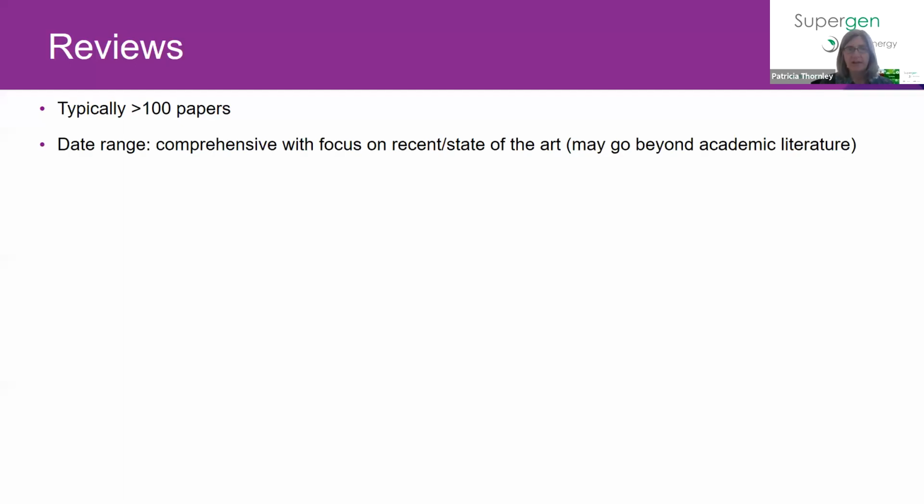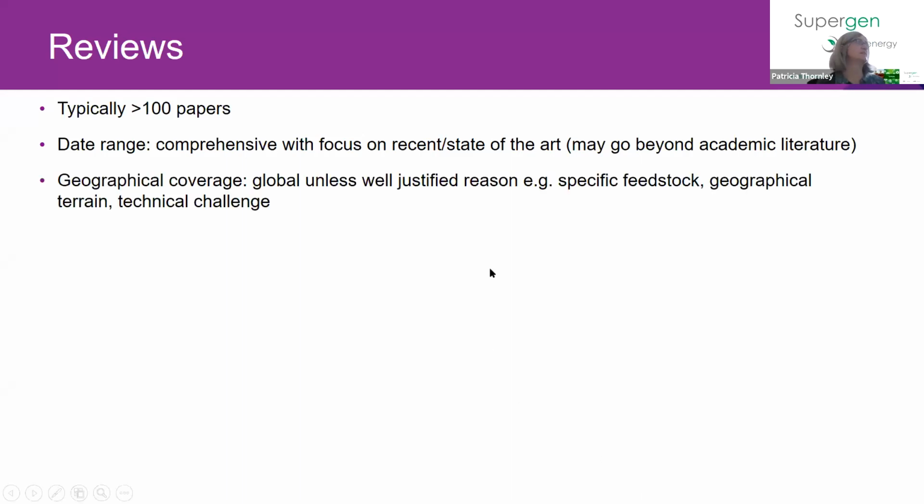Data range, it's got to be comprehensive. I get a lot of complaints from reviewers who say this person thinks that the world started in 2015. There's a history before that. So you've got to show a good understanding of the depth of knowledge on which you're building, but you must also include the most recent state-of-the-art findings. And it's often the case that those may not be in academic publications. So they may be in industrial implementation, in trials, in policy documents. So you may be looking at some very recent material that's actually in the process of being implemented. So you've got to have a comprehensive date range around what you're looking at.